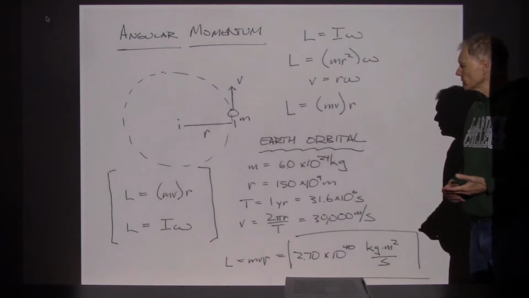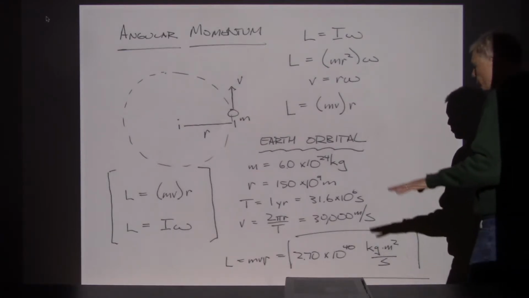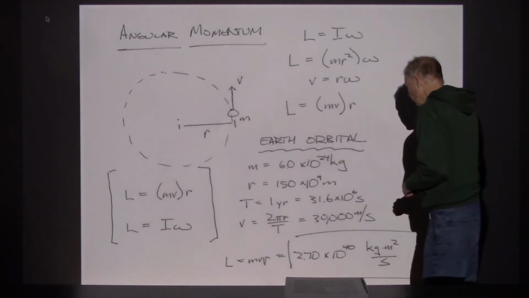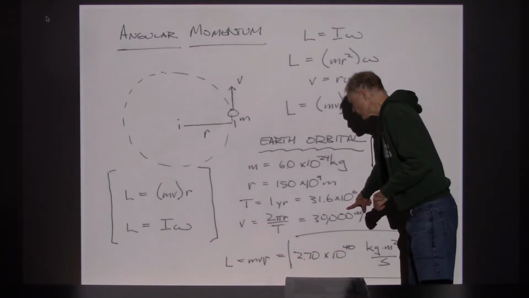But since the acceleration effects are really tiny, we just don't notice it. Okay, it's a very smooth ride, not a lot of turbulence when we're aboard planet Earth. So the speed here is 30,000 meters per second.